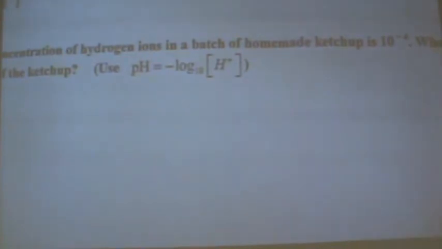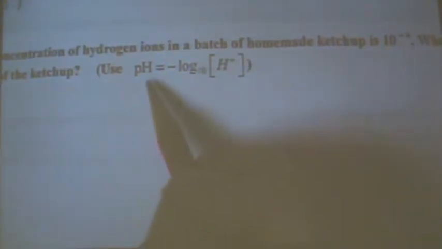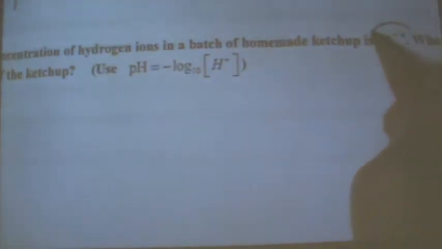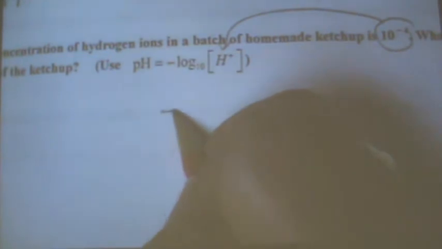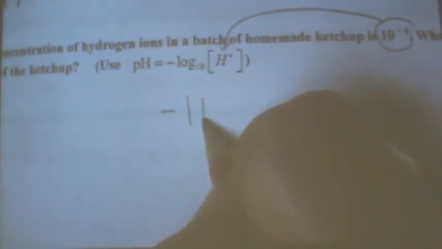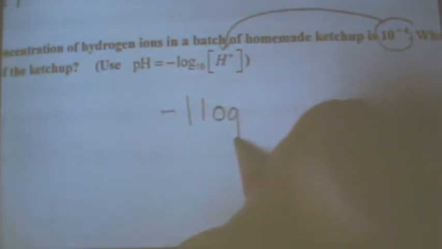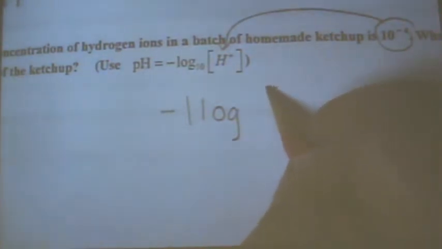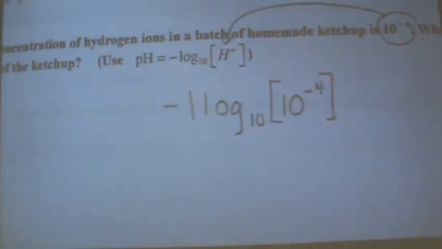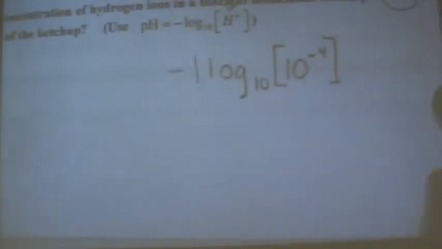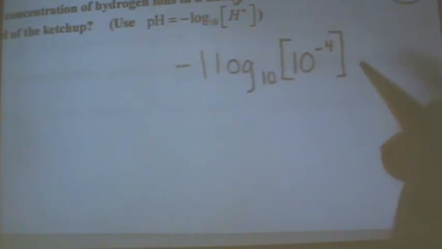Okay, and then the last one, it says the concentration of hydrogen ions in a batch of homemade ketchup is 10 to the negative 4th. What is the pH? You're solving the pH for the level of ketchup. So you're going to plug this in here. So you have -1 times the log of 10 to the negative 4th power, and it's base 10. Well, you can do this without a calculator.